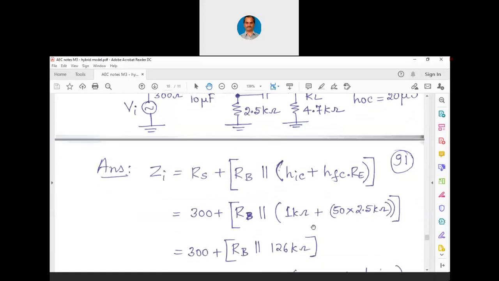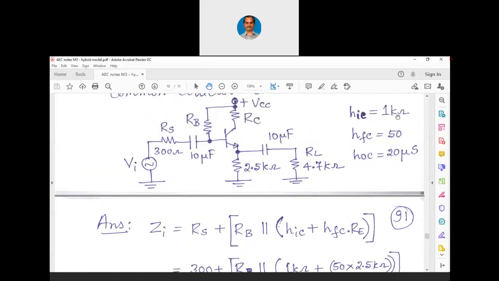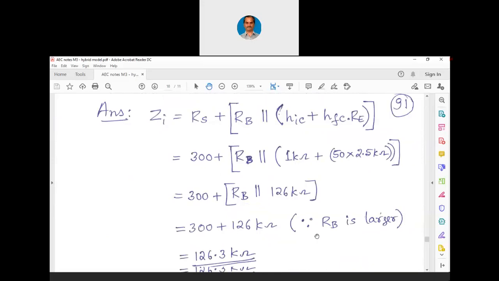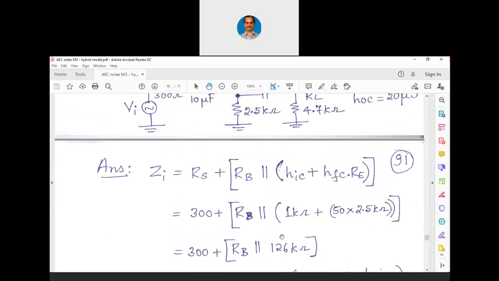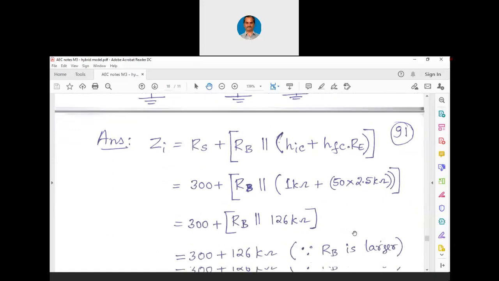So now this is nothing but 300 plus Rb in parallel, substituting all these values. HIC is given, HFC is given, so we can substitute those values. We will get around 300 plus Rb in parallel with 126 kilo ohms. Now it can be 300 plus 126 kilo ohms because Rb is larger.